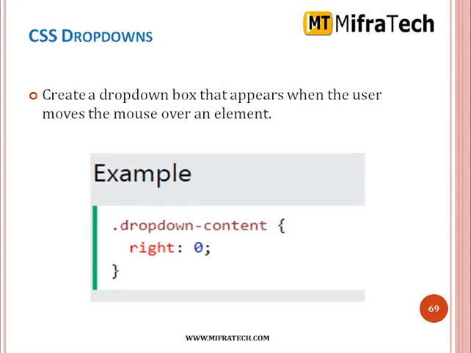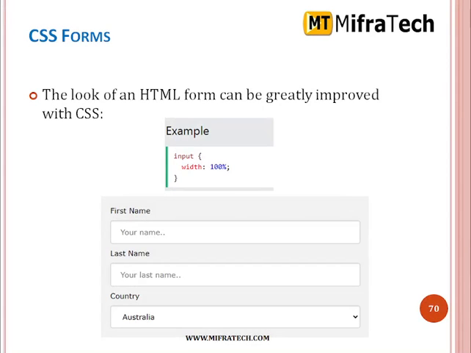Drop-down content: create a drop-down box that appears when the user moves the mouse over an element. Forms: designing forms. The look of an HTML form can be greatly improved with CSS. Example: input width 100%. You can see the example with the drop-down, Australia, country.